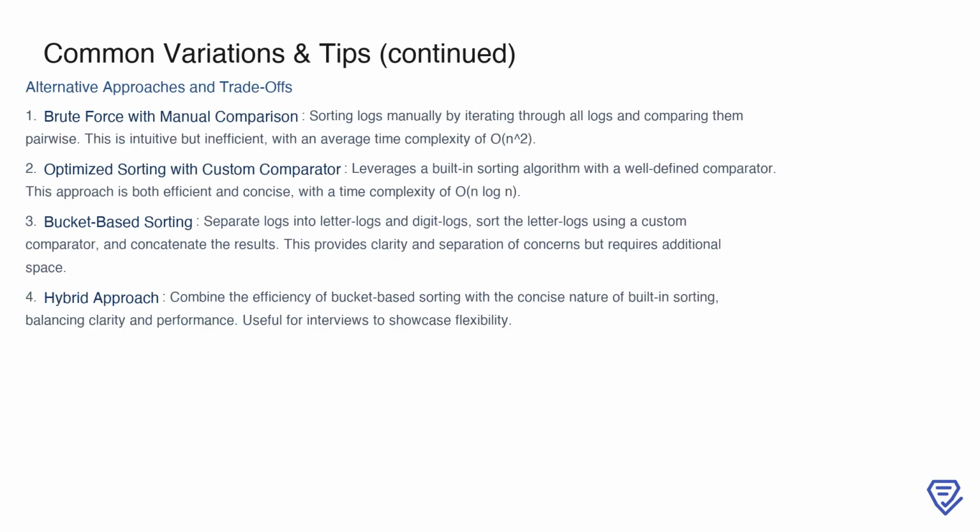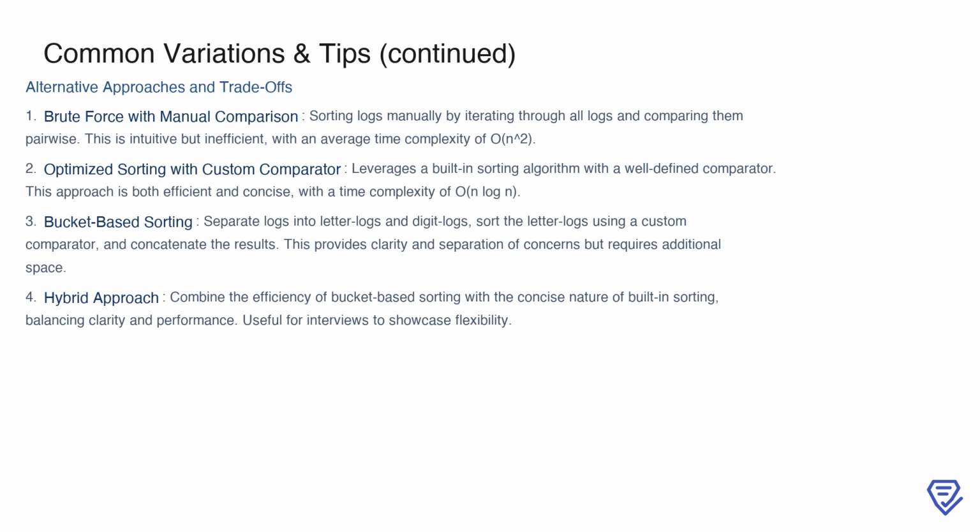There are several approaches you can take to solve this problem, each with its own trade-offs. A brute force approach involves manually comparing logs pair by pair. While this method may seem intuitive, it's highly inefficient, with a time complexity of n squared, making it impractical for larger inputs. A more efficient option is to use optimized sorting with a custom comparator. This approach leverages built-in sorting algorithms and achieves a time complexity of n log n. It's concise and effective, especially when implemented with a clear comparator.